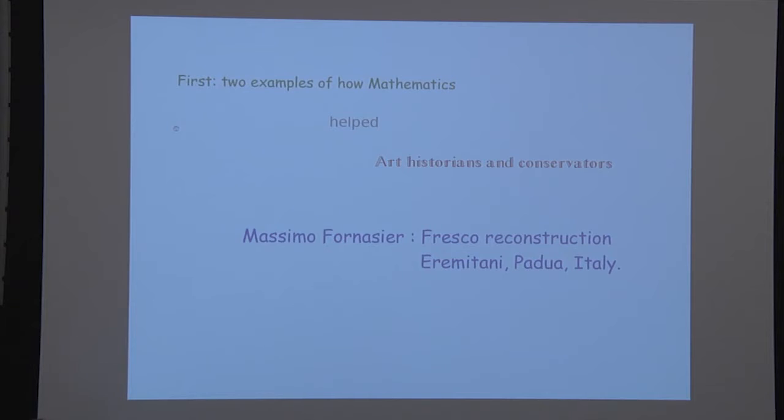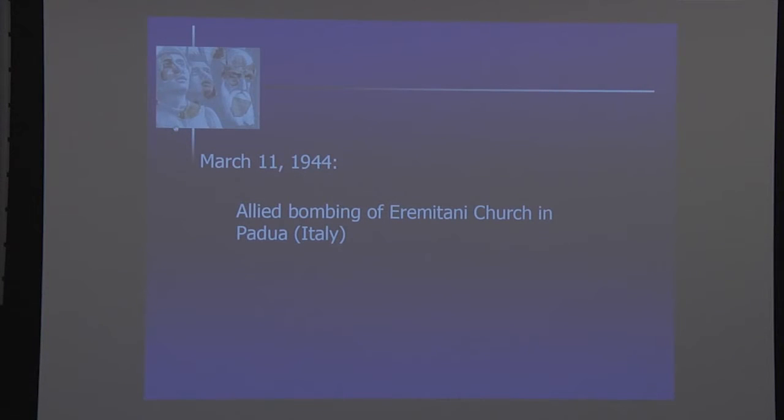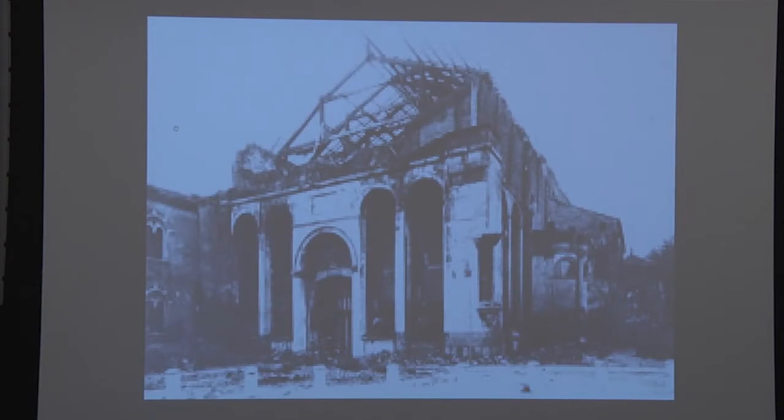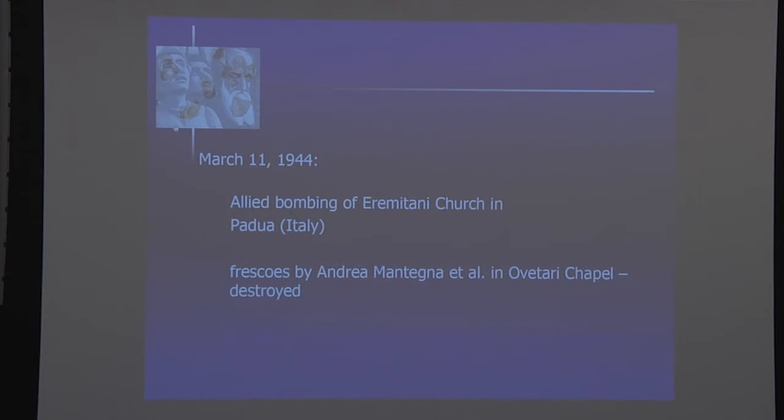The first one is by Massimo Fornasier, who actually was a postdoc with me here at PACM, but the work I'm going to talk about is work that he did earlier when he was still a graduate student. He worked on helping to reconstruct the frescoes of the Eremitani church in Padua, in Italy. So this church, near the end of the Second World War, was bombed by the Allied troops by mistake. And after this, the church had been very famous for beautiful frescoes by Mantegna and other painters.